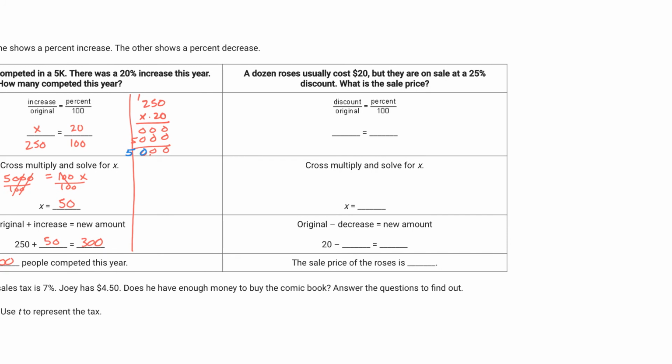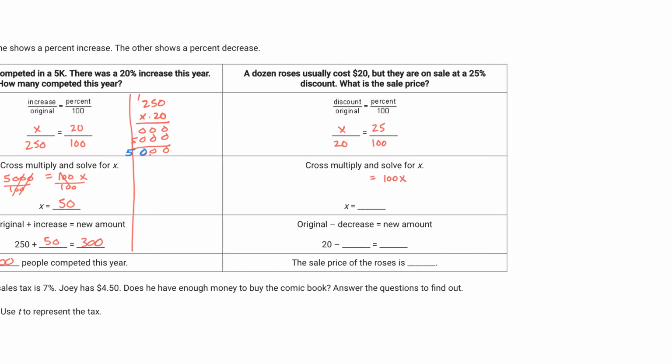So a dozen roses usually cost $20, but they're on sale, 25% discount. So what is the discount? I'll just call it D. Oh, maybe I better call it X because they have that called X. And the original was $20, and the percent of the discount is 25 out of 100. You got to cross multiply. That's going to be 100 times X is 100X.